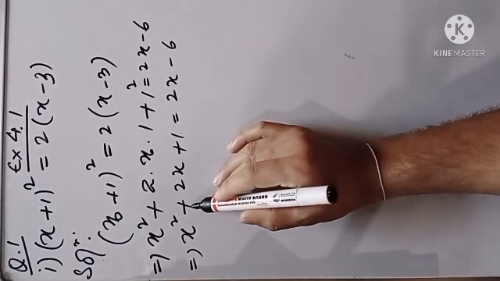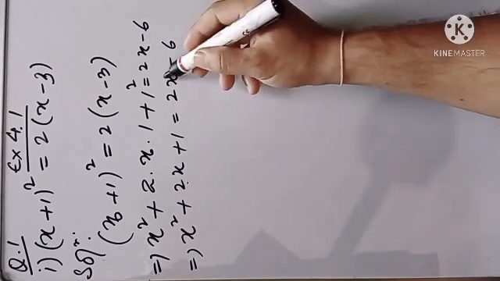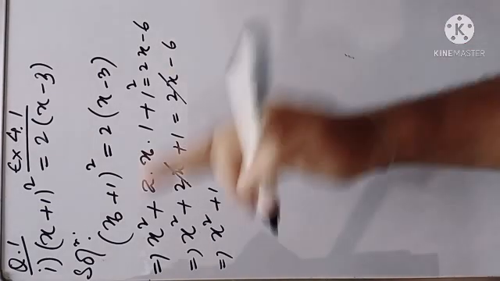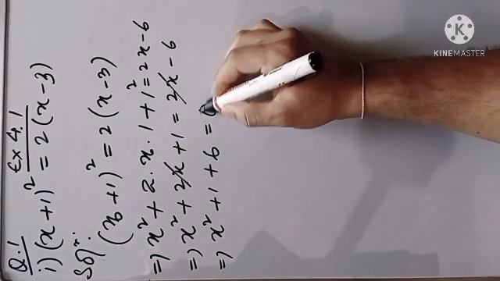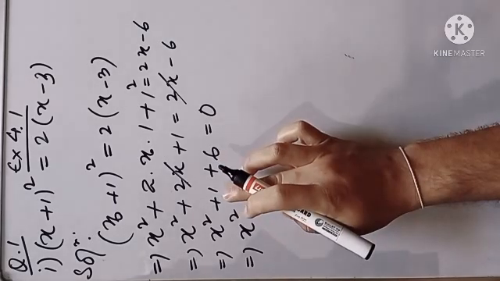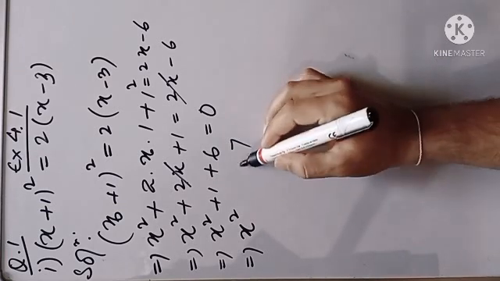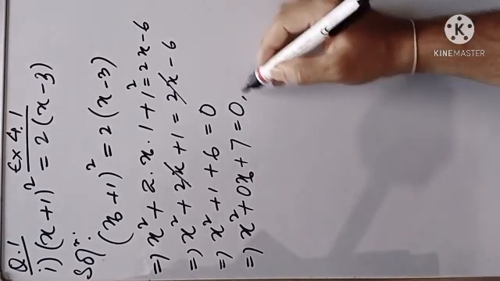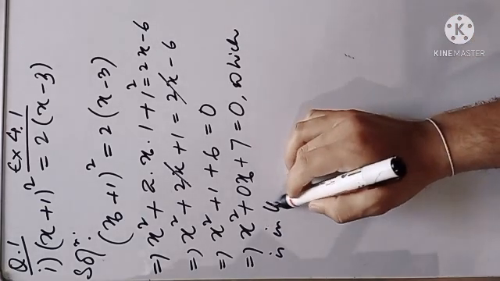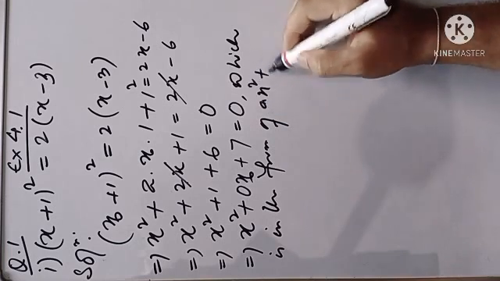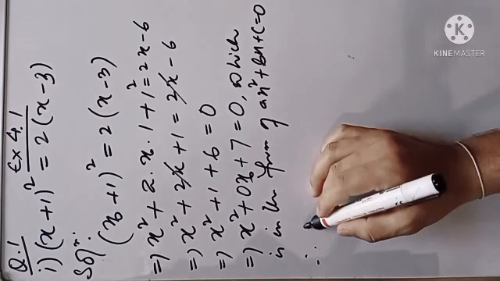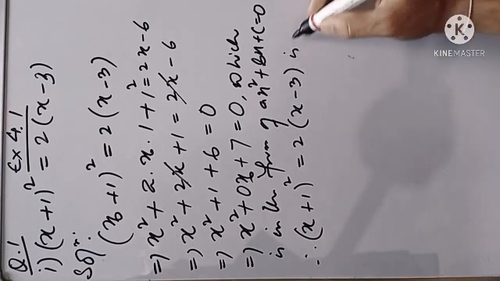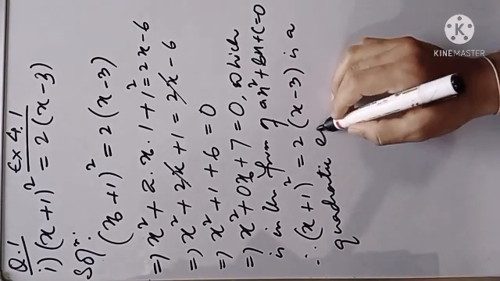Now on both sides we have positive twice x, positive twice x. So plus 2x plus 2x. Now I can cancel them. Now what happened? x square plus 1, then minus 6 comes from the right to the left hand side, it becomes plus 6. Then we have 0 here. Then x square, 1 plus 6, we'll get here 7. Okay, so plus 7. So I can write here just x square plus 7 equal to 0. Now, this is in the form of ax square plus bx plus c equal to 0. Therefore x plus 1 whole square equal to twice of x minus 3 is a quadratic equation.